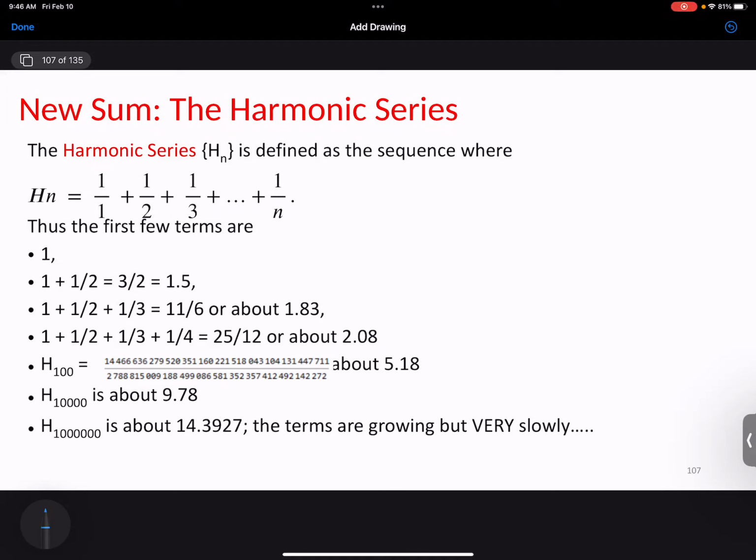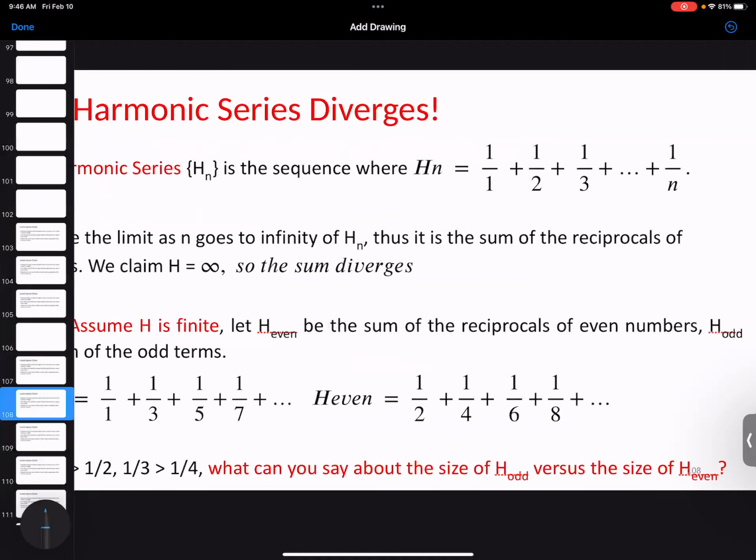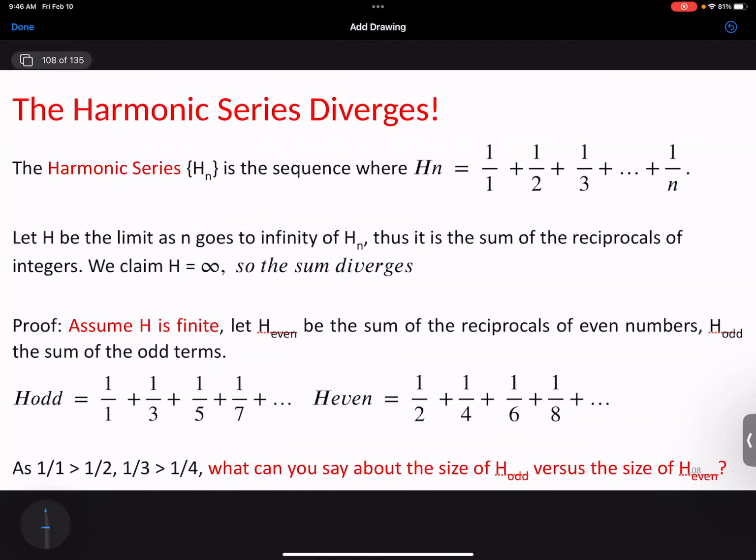When you add more and more terms for the geometric series where r equals a half, you're getting closer and closer and closer to two. I'm getting closer and closer to the wall, but I never hit the wall. So do we think that this is going to grow without end? I mean, it's growing slowly. I added a million terms and I've only gone from about 1.5 to 14. It's tough to tell. And so I'm going to give a couple of proofs that it does diverge.